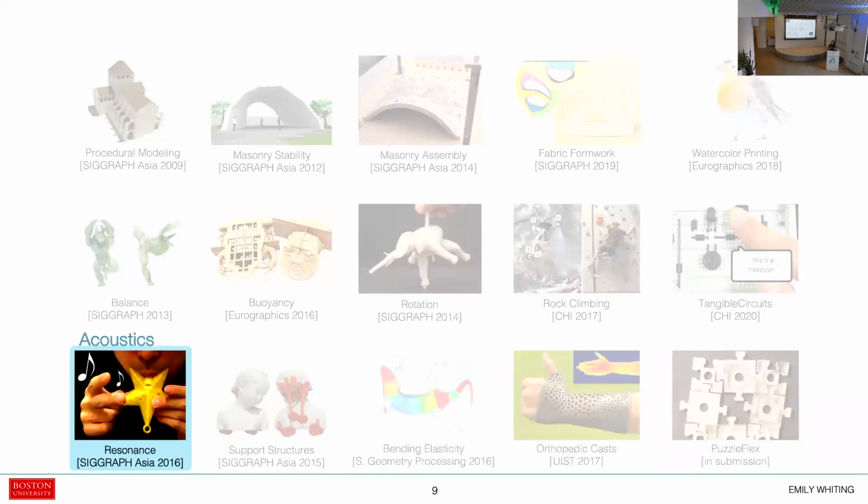Within mechanics, it's not just limited to mass properties and structural mechanics, but other ideas such as acoustics, which could play into the design of wind instruments.